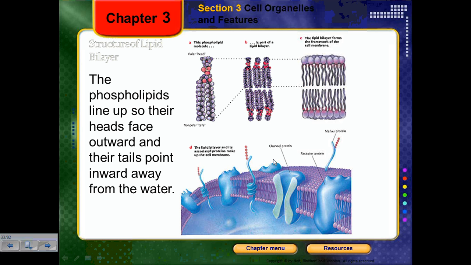Also highlight this statement right here where it says the phospholipids line up so their heads face out and their tails point in. I think it's the very last sentence in the second paragraph there underneath. It says heads facing outward in both directions and fatty acid tails facing inward.